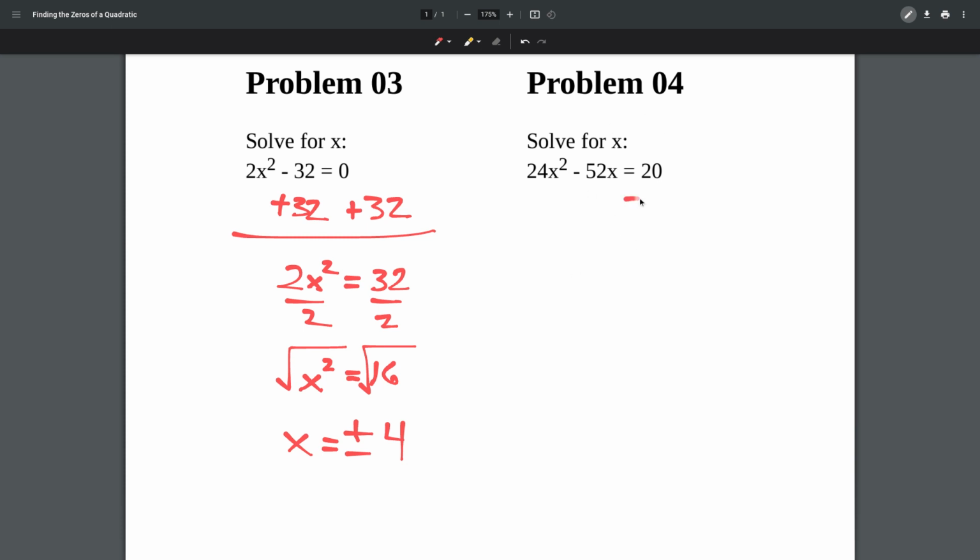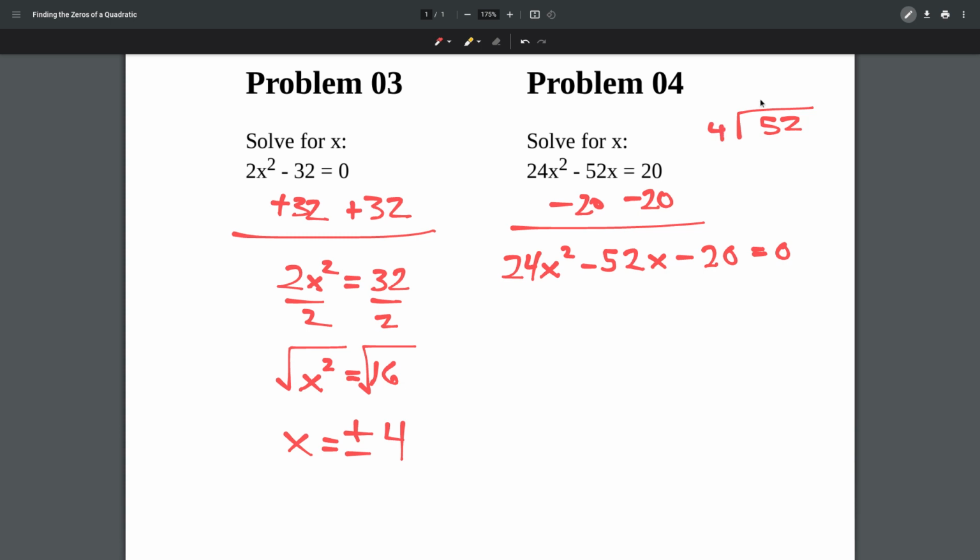So in problem 4, I do want to get this 20 to the other side, so I'm going to subtract 20 from both sides. 20 is not like any of the other terms, so I'll have 24x squared minus 52x minus 20, that's equal to 0. Okay, so now I'm looking at this and thinking I probably have a common factor that I can divide out of all these terms. I can at least factor out a 2. Let's see, can I factor out a 4? Is 52 divisible by 4?